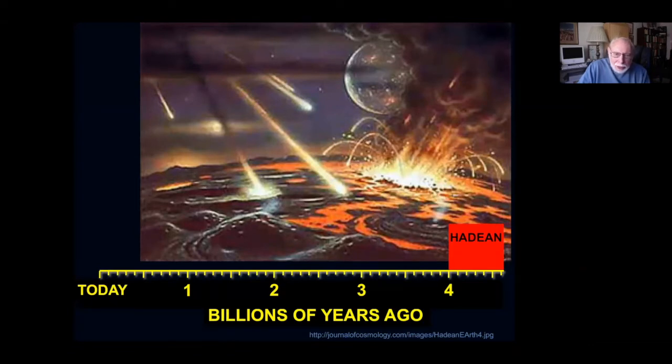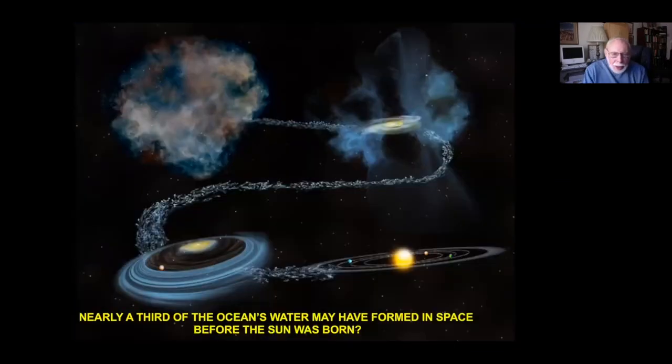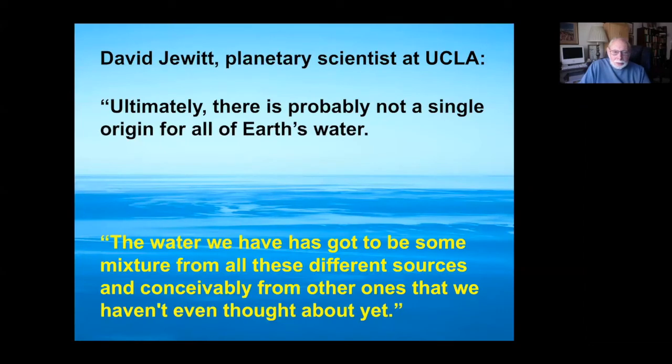And so their impact would add more water to our planet. It's been estimated that maybe a third or so of the ocean's water may have been brought to Earth before the sun was born. So some of it could be really, really old. And I guess the point is, probably not a single origin for all of Earth's water. It's got to be some mixture from a variety of sources, and conceivably from other ones we haven't even thought about yet.